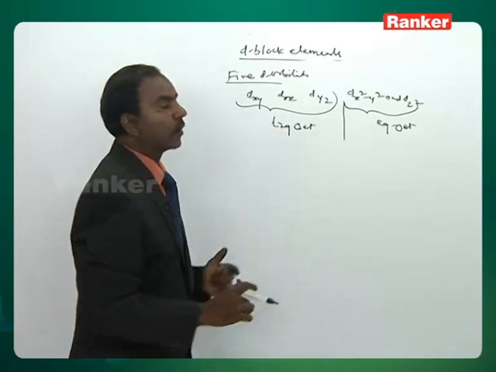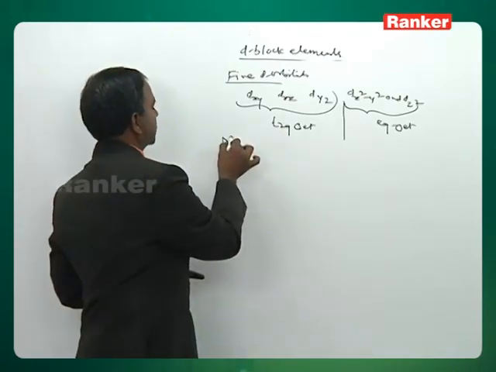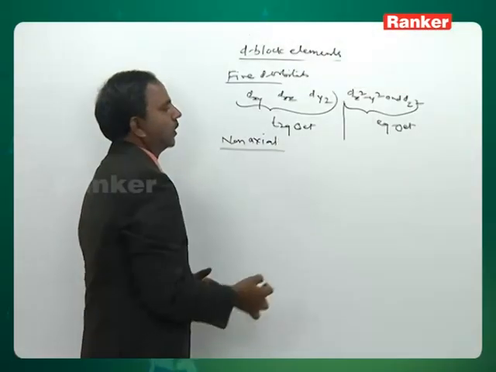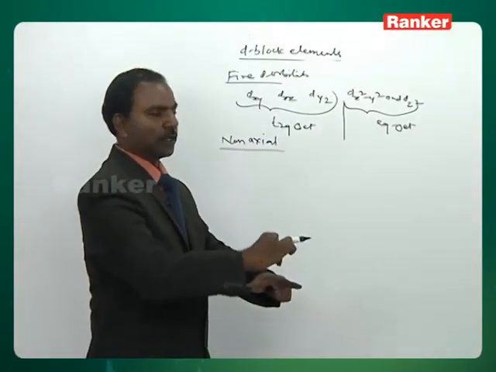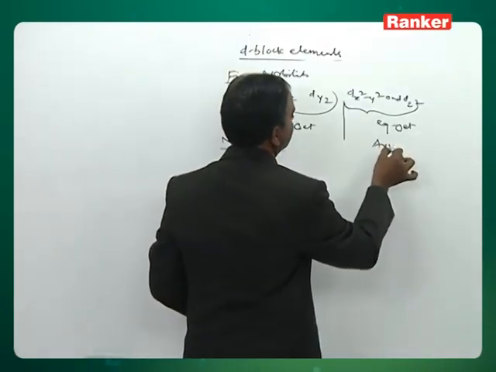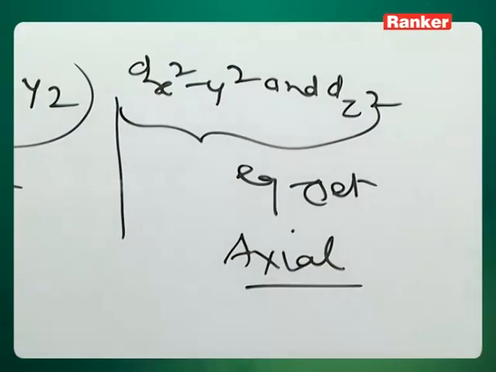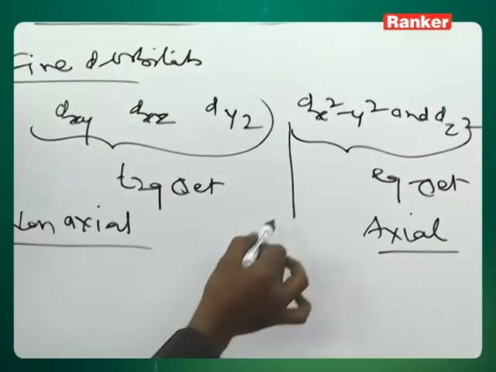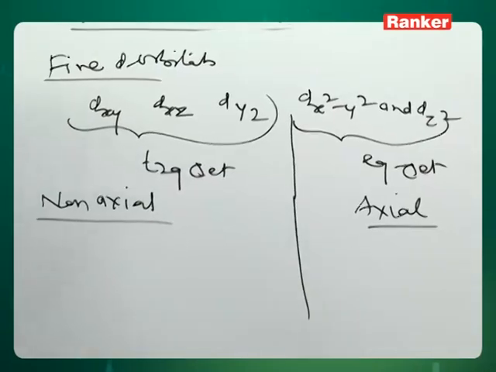These are known as non-axial orbitals. In the eg set, the lobes are actually oriented along the axes. These are generally known as axial orbitals. These are axial orbitals, and those are non-axial orbitals. Let us see the shapes of these d orbitals.